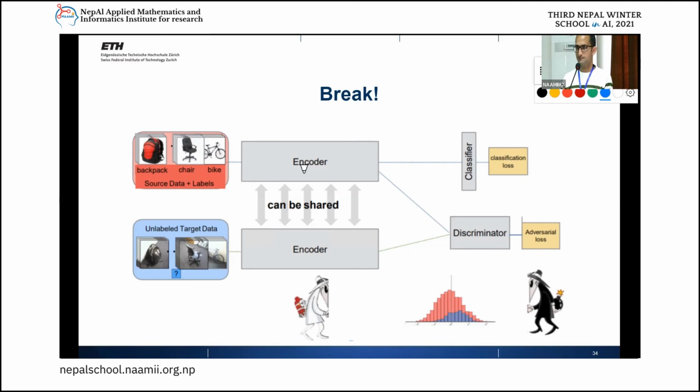So can we say that it is aligning the encoder feature distributions instead of the data distribution? Yeah, more accurately, yes. More accurately, we should be saying that it is aligning the feature distributions of the data.